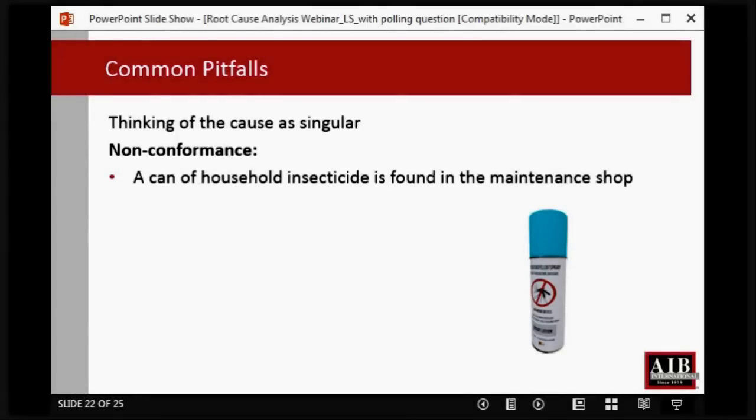This is an example of a singular cause. We have a nonconformance. We have a can of household insecticide that is found in the maintenance shop. We all know the use of chemicals, particularly pesticides, is typically restricted.